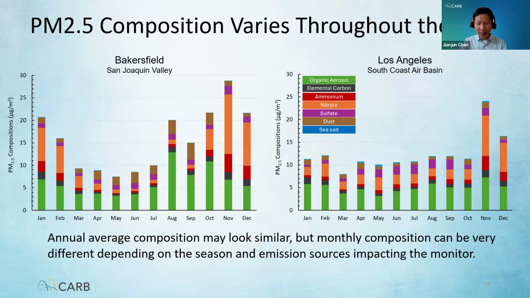This slide shows monthly PM 2.5 composition at Bakersfield on the left and at Los Angeles on the right. While annual PM 2.5 composition appeared similar at these two sites as shown in the previous slide, monthly composition can be very different, suggesting different sources and meteorological conditions are contributing to PM 2.5 at the two sites, which may require different control strategies to reduce PM 2.5 in each region.